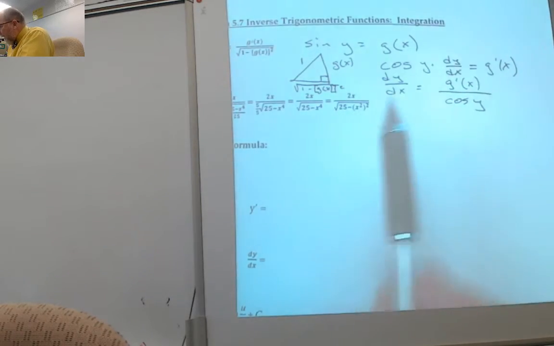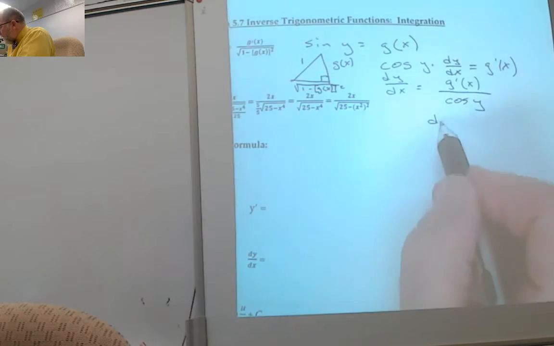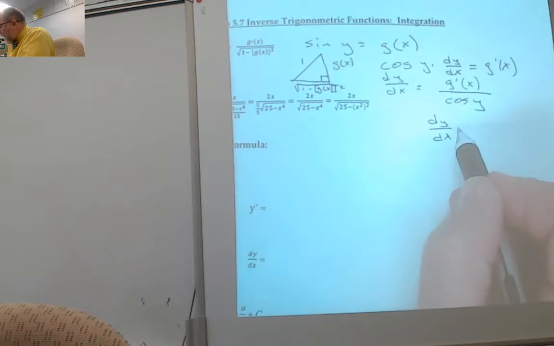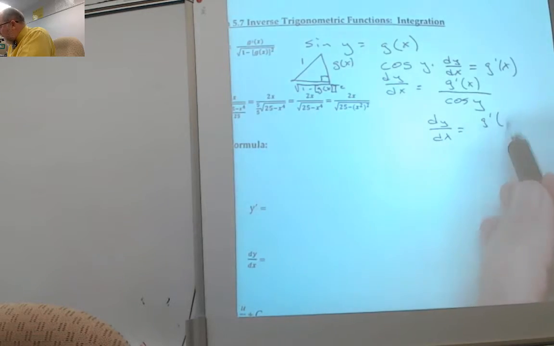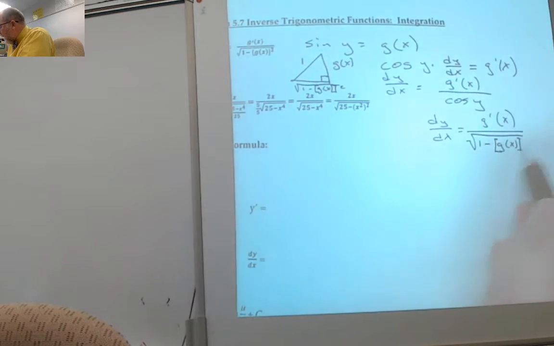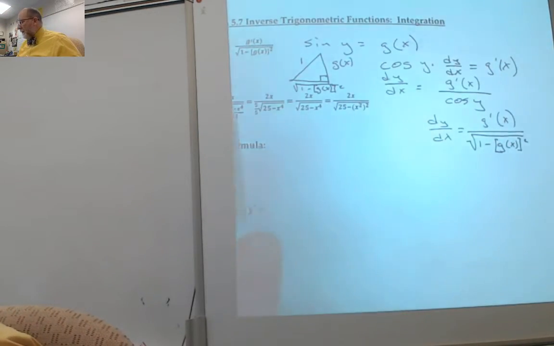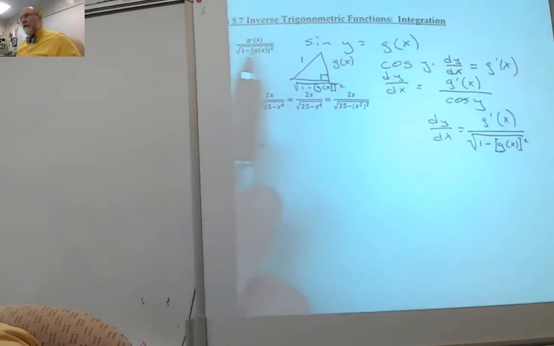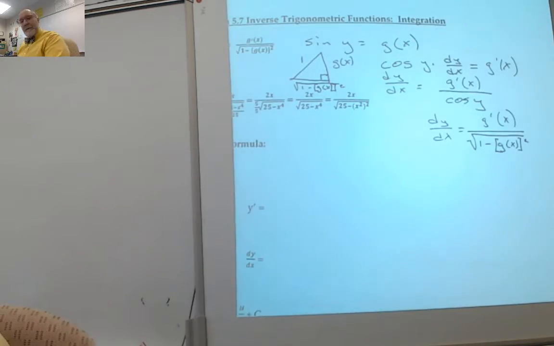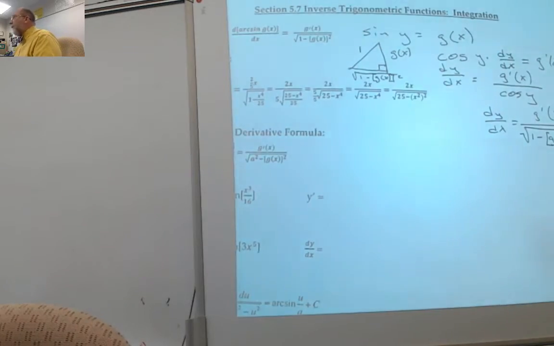And cosine is adjacent over hypotenuse. So dy dx is equal to g prime of x over the square root of 1 minus g of x squared. That's the shortcut, correct? Going from here to here is the shortcut. But you don't have to do it. You go through that process the whole time, correct?